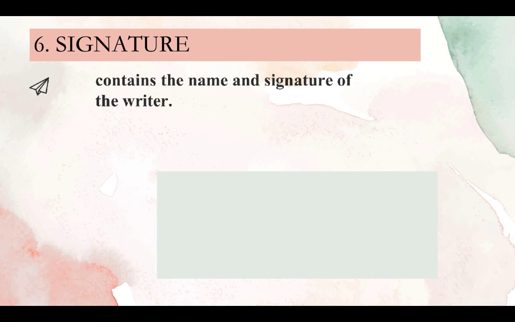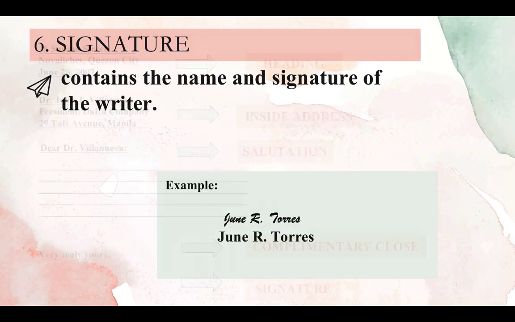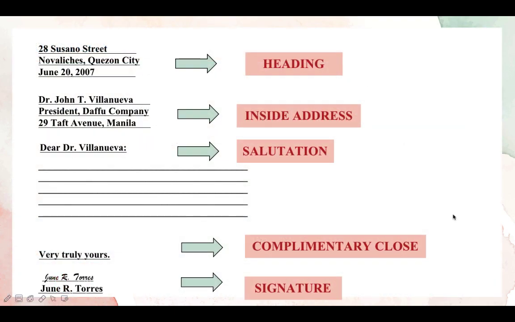6. Signature. The signature contains the name and signature of the writer. It is typical that you should have a handwriting of your name, followed by a printed name, with the handwriting to prove that this letter comes from your own intention, and with the printing to have the reader recognize the clear spelling of your name.